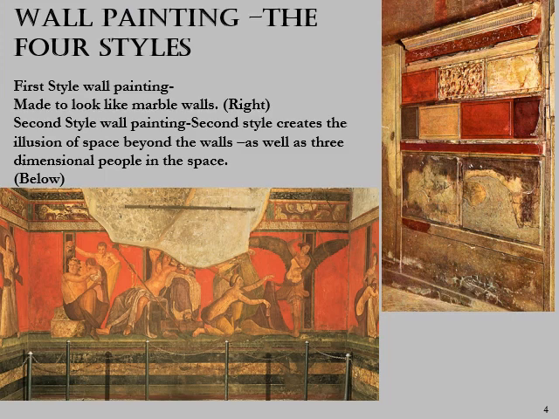The four wall styles of Roman painting. The first style there is on the right. It's made to look like marble, faux marble. The second style below is meant to look like a three-dimensional stage set in the wall, with people in it. There's some sort of action going on here in this Dionysian frieze.